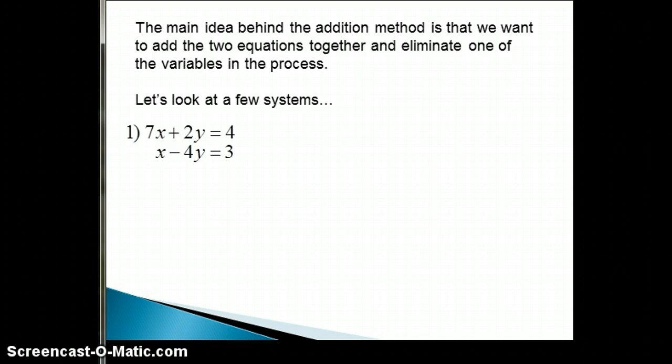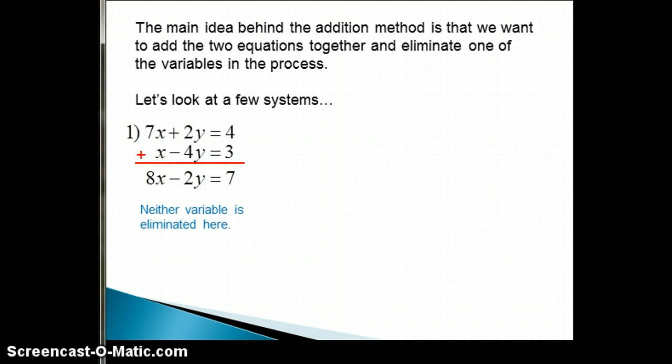Notice what happens if we add these two equations together. If we add the x's vertically and then the y's and lastly the constants, we obtain a new equation of 8x minus 2y equals 7. But neither of these variables are eliminated, so this is not very helpful.